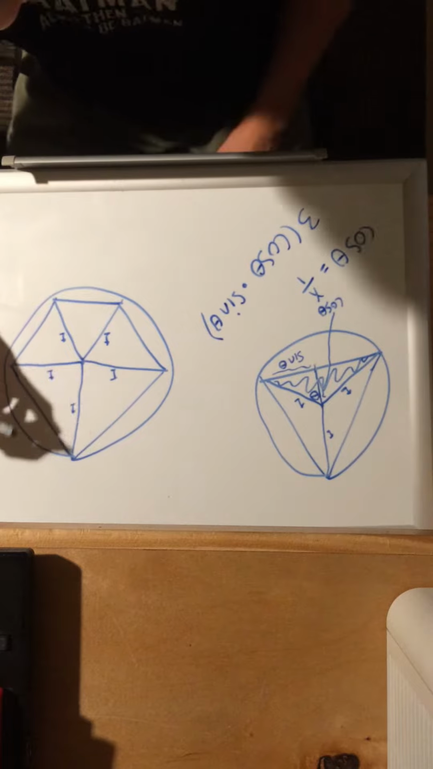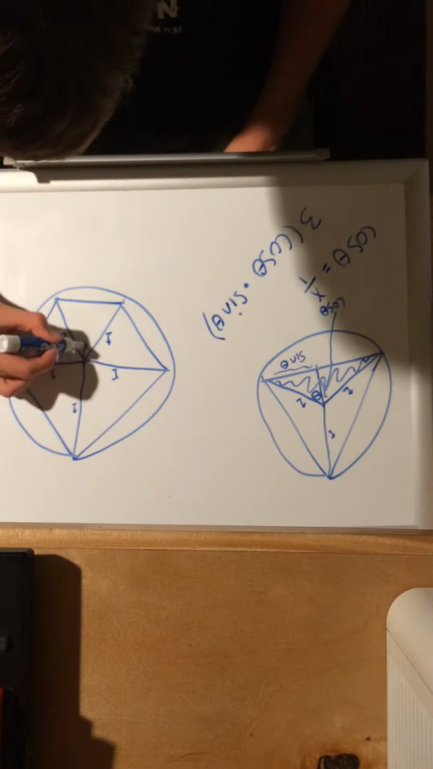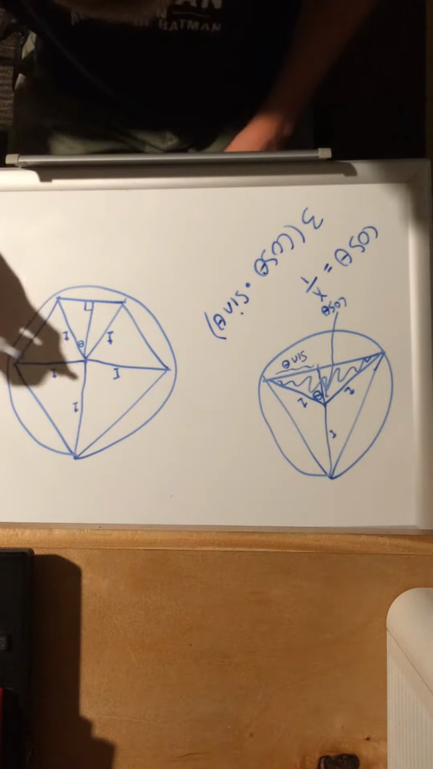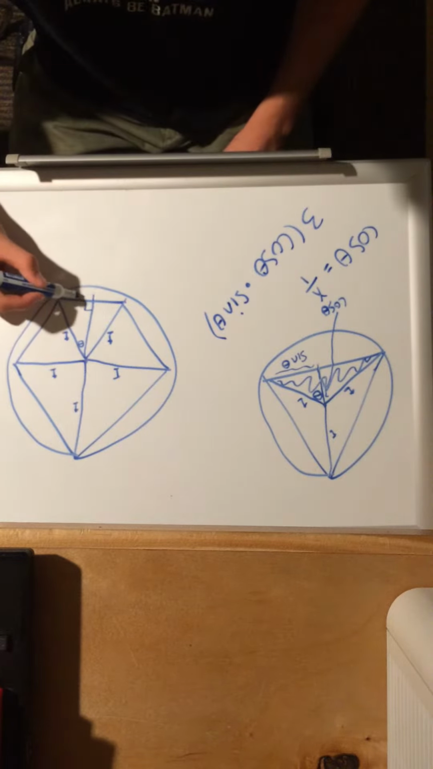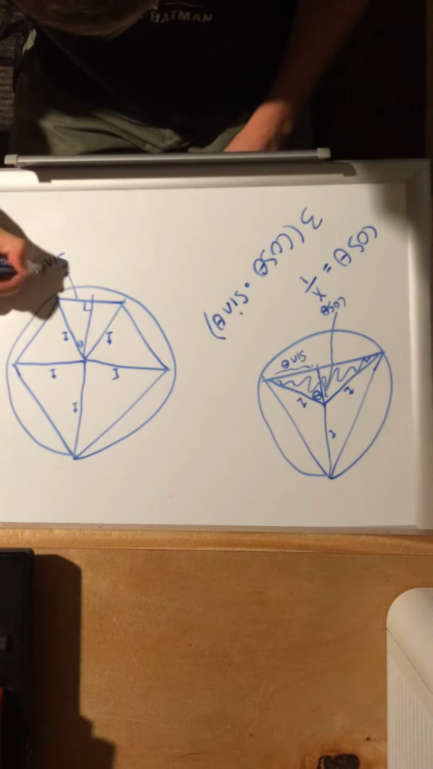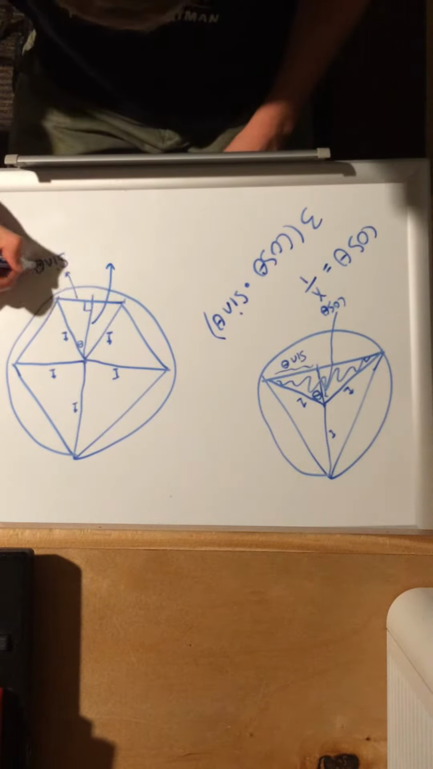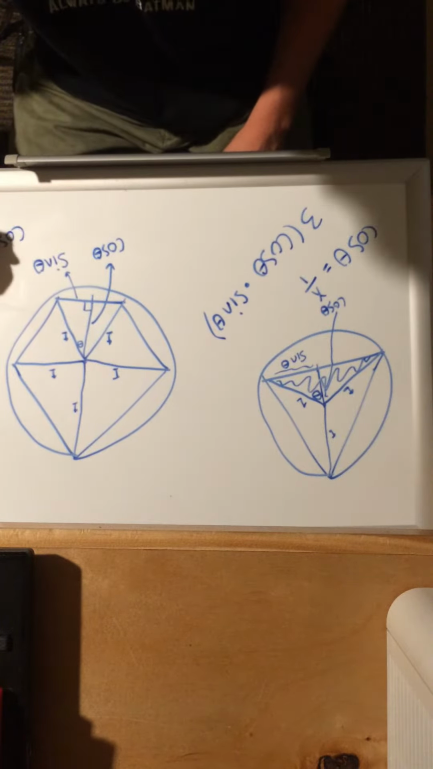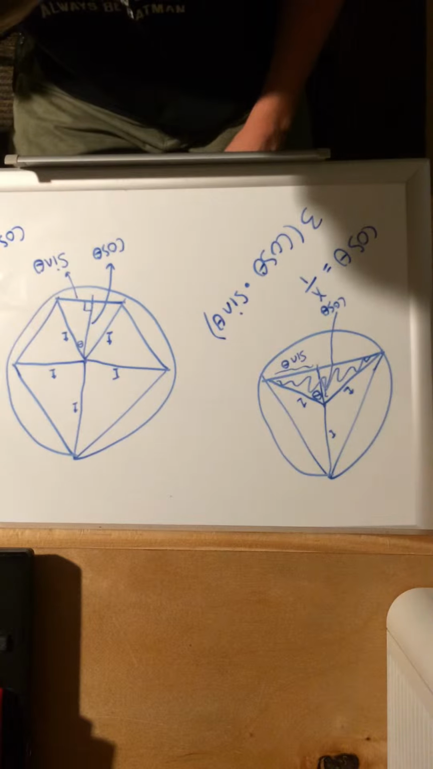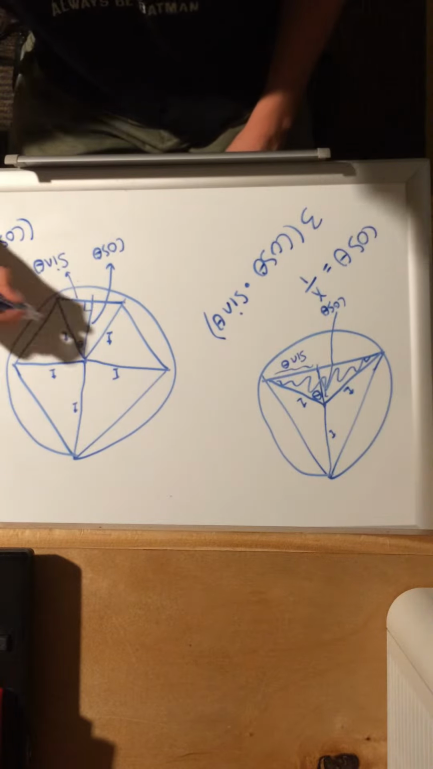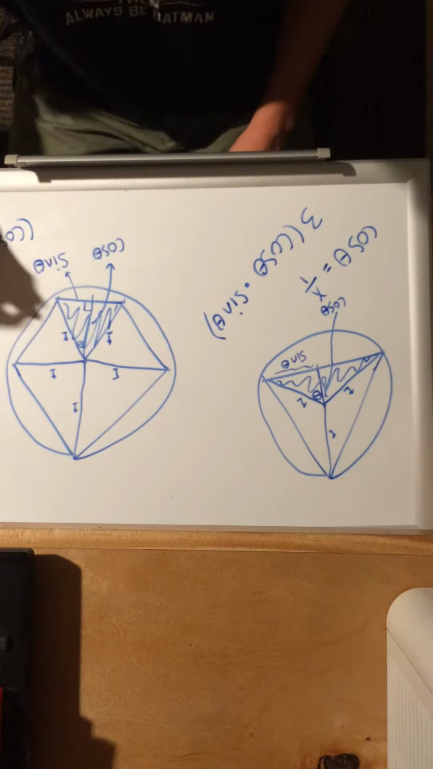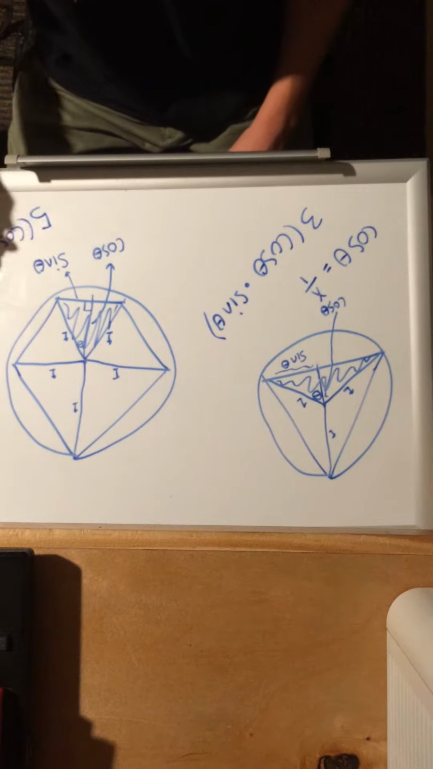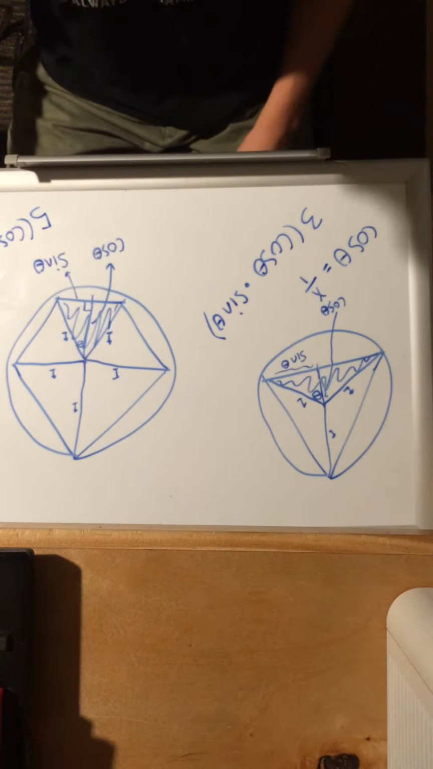Similar situation with a pentagon. Create our right triangles, assign our theta. So we know that this side right here is sine of theta. We know that this is cosine of theta. We multiply the two together, cosine of theta by sine of theta. That gives us this entire section. Multiply it by 5, 1, 2, 3, 4, 5 sections, and you get the area of a pentagon.